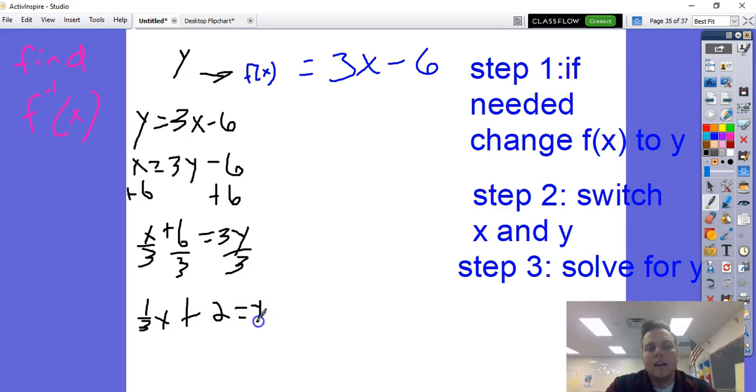That equals y. And now that I've solved for y, I can change y back to function notation, but since this is the inverse, I don't write f of x, I write f raised to the negative 1 of x. All right, and there you go. And guys, that's how you do it. That's really it. Okay? I hope this example makes sense.